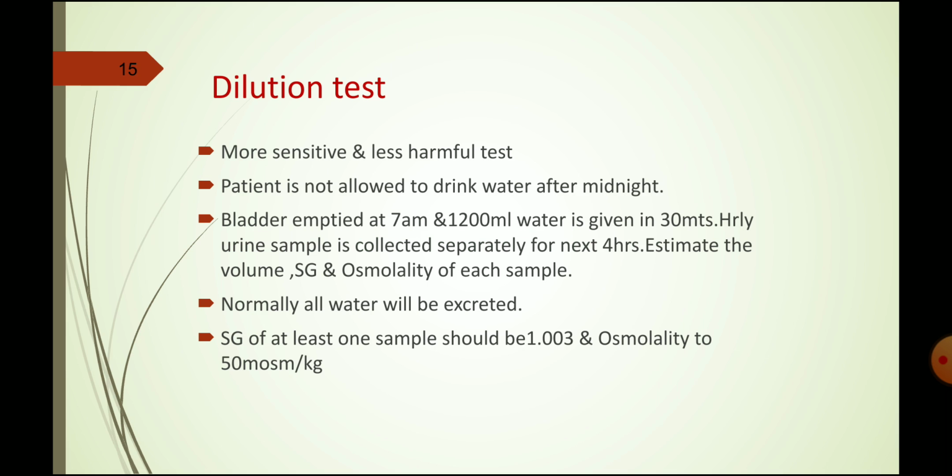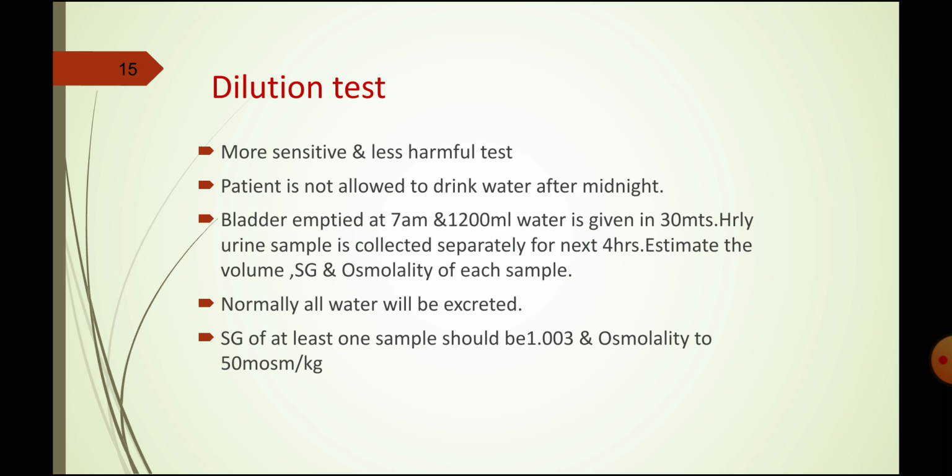Then the dilution test. It is a more sensitive and less harmful test. The patient is not allowed to drink water after midnight. The bladder is emptied at 7 a.m. and 1200 ml of water is given in 30 minutes, and the hourly urine sample is collected separately for the next 4 hours. Estimate the volume, then the specific gravity and osmolality of each sample.